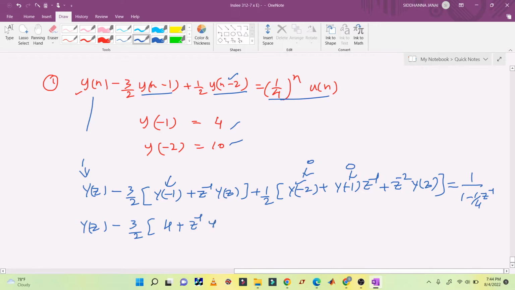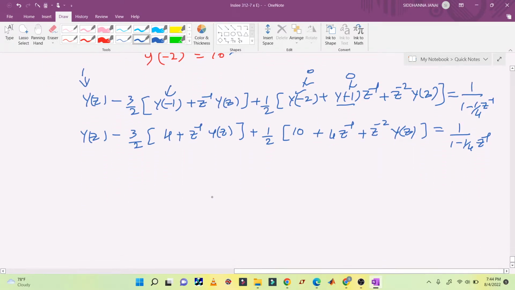So substituting that, Y of z minus 3 by 2, y of minus 1 is 4 plus z inverse into Y of z, plus 1 by 2, y of minus 2 is 10 plus y of minus 1 is 4, z inverse plus z to the power minus 2 Y of z, equal to 1 divided by 1 minus 1 by 4 z inverse.